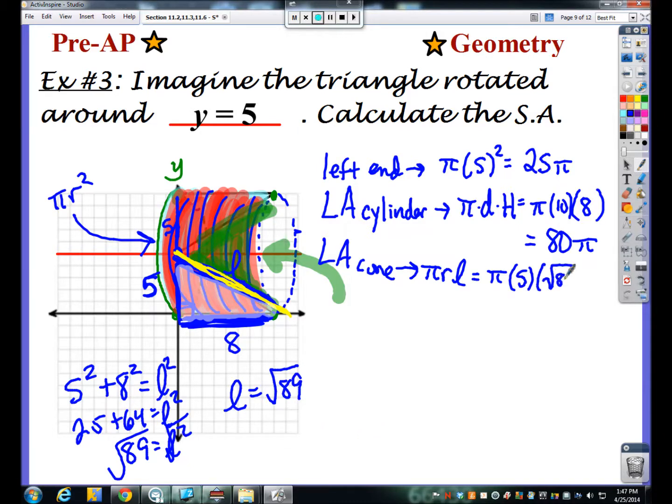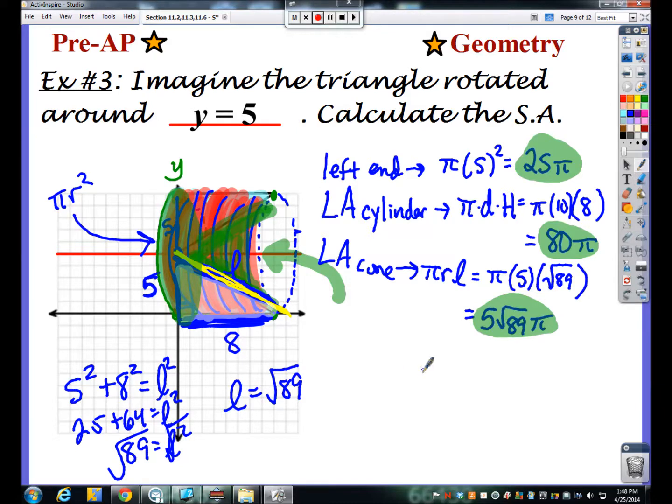Getting crazy. So now the lateral area is going to be, well, can't really do much with this. It's 5 times the square root of 89 pi. Now, as I mentioned earlier, the surface area is the sum of all of the surfaces. So now we need to take our 25 pi that represents the circular end on the left, we have our 80 pi that represents the outside of this shape that we can touch, plus the 5 root 89 pi, which represents the inside of this shape that we can touch.